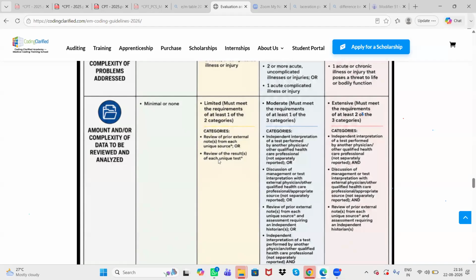Next, review of the result of each unique test. If the provider reviewed the test, you can consider this point. For however many tests the provider reviewed, we can consider it as a point in this category. Here we have two categories. If one is met, it comes under the low data. Either review of prior external notes, or review of the result of each unique test. Either one is enough for low data. Clear, ma'am?